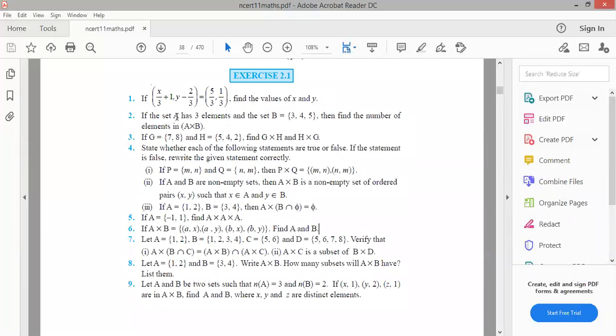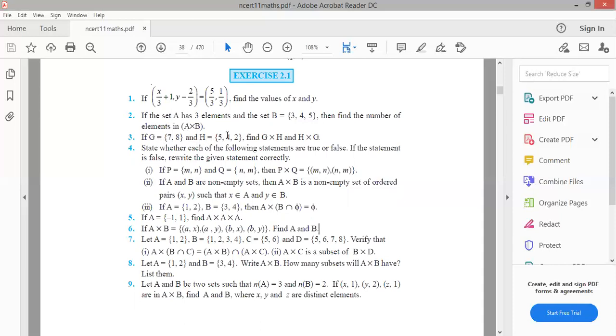If A has three elements, B is equal to this. Find the number of elements in A cross B. A has three elements. B has 1, 2, 3 elements. So there are 3 elements in B also. So A cross B has 3 into 3, that's 9 elements.